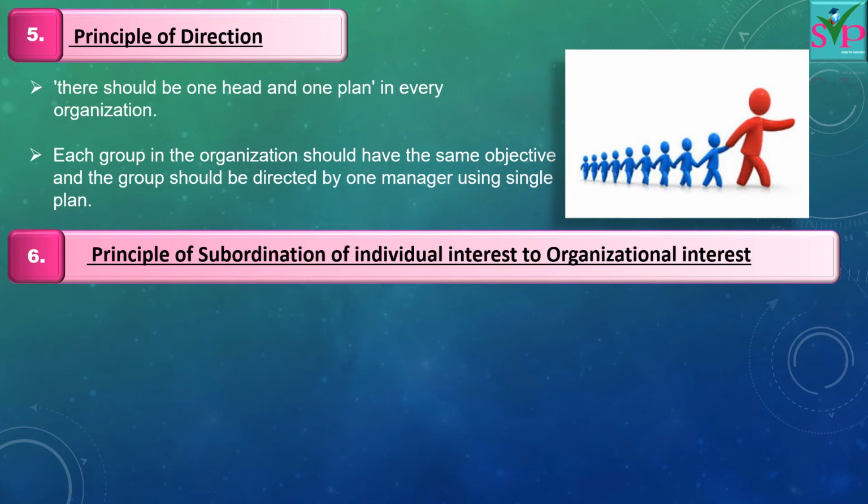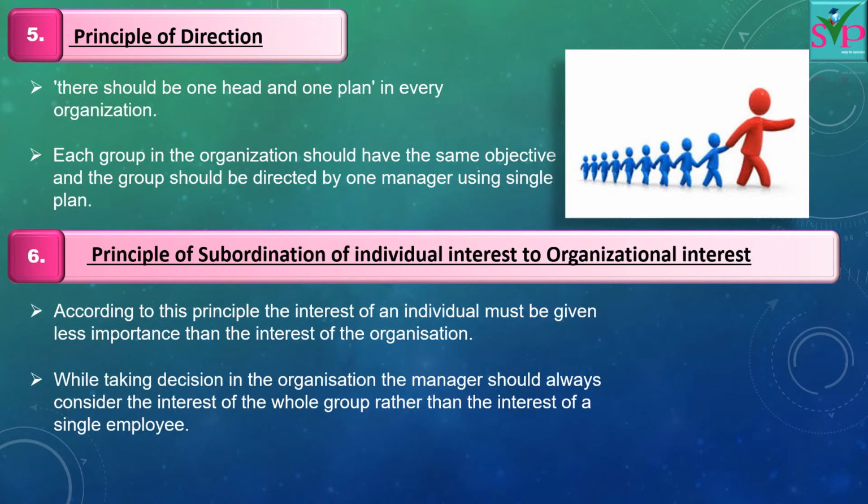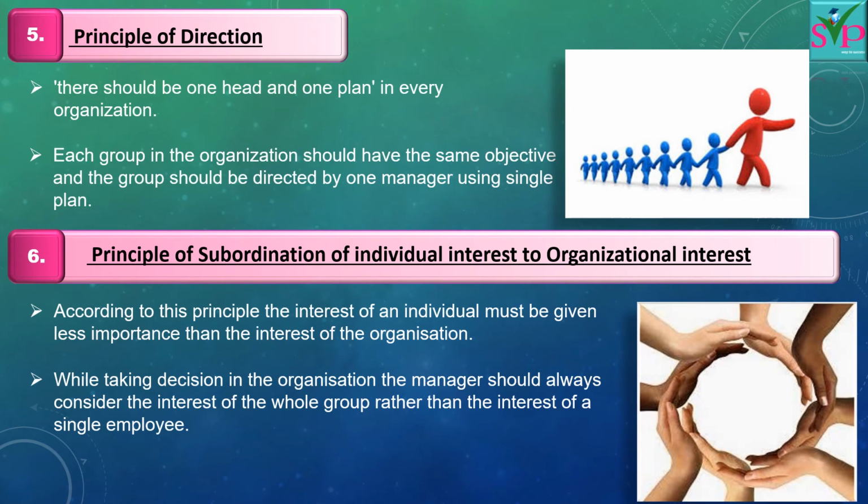Sixth principle is principle of subordination of individual interest to organizational interest. According to this principle, the interest of an individual must be given less importance than the interest of an organization. While taking decisions in the organization, the manager should always consider the interest of the whole group rather than interest of a single employee. Here, manager must try to combine the individual goal with the organizational goal in such a manner so that both the objectives are accomplished with efficiency. And if a manager wants to take a decision, then he must think about the organization first and then about the individual. Each and every employee in the organization should work to attain organizational goal.